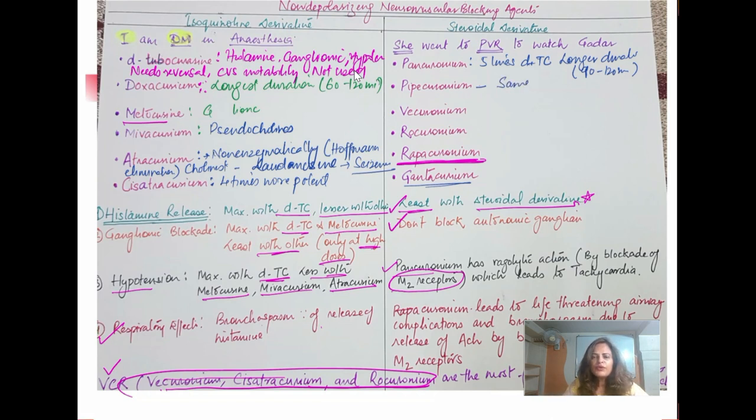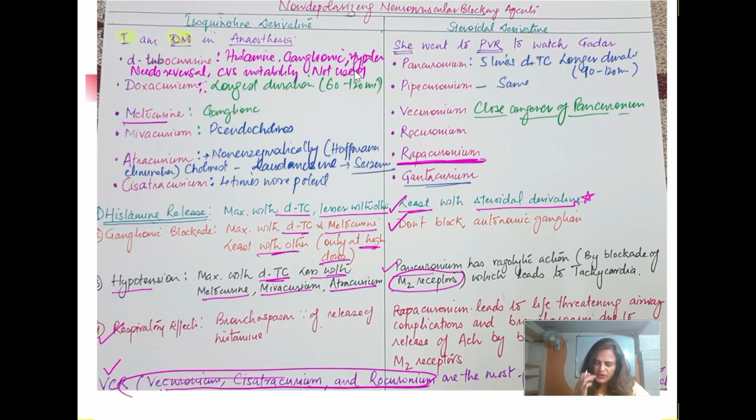Then vecuronium, it is a close congener of pancuronium. So the difference kya hai? Duration of action, that is short. Because it is metabolized fast, redistribution and metabolized fast, so it is one of the preferred non-depolarizing skeletal muscle relaxants for many procedures.